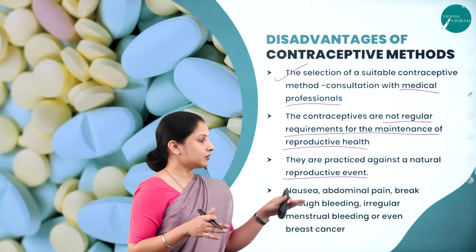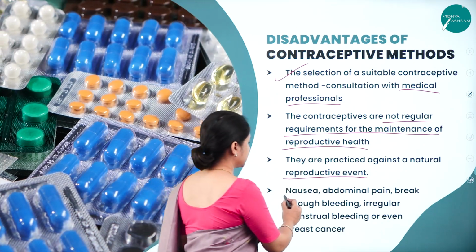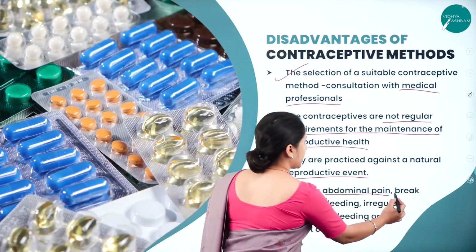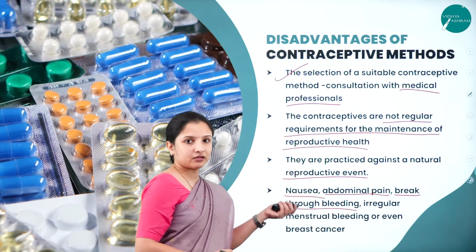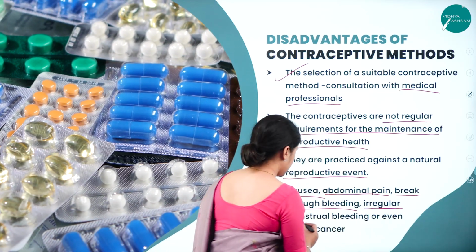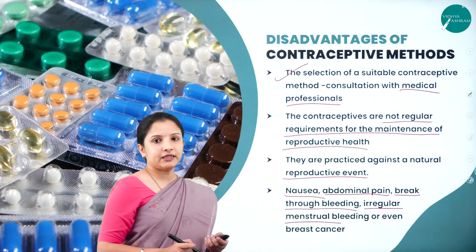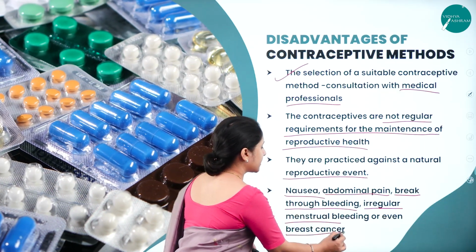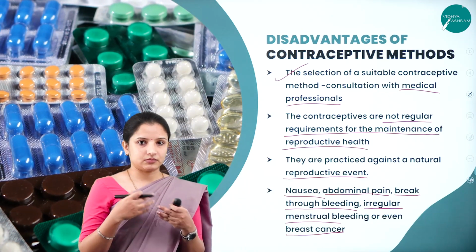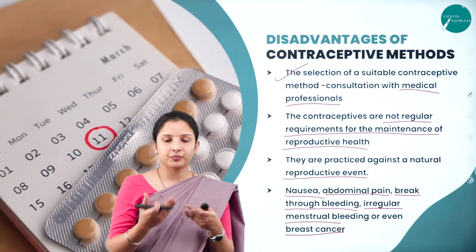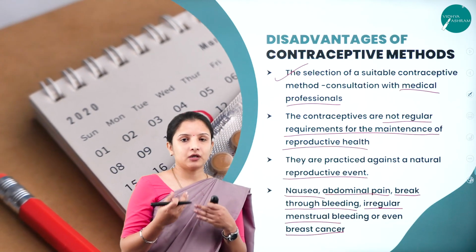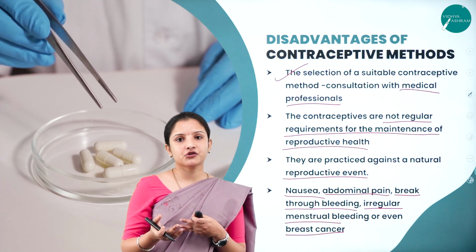So such hormones may cause a vomiting sensation, that is nausea. It may cause pain in the stomach or the abdomen area. It may cause breakthrough or uncontrolled bleeding during the menstruation, and the menstrual cycle may become irregular, or it may even lead to breast cancer. That is why nowadays most of the gynecologists give an extra tablet to prevent the occurrence of breast cancer whenever they prescribe a contraceptive pill, especially in females who are having this issue of infertility.